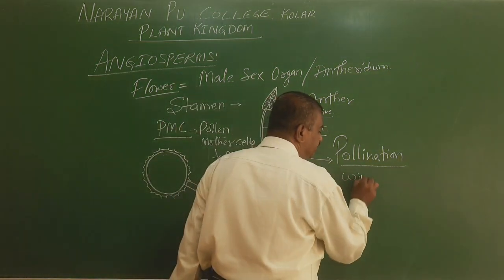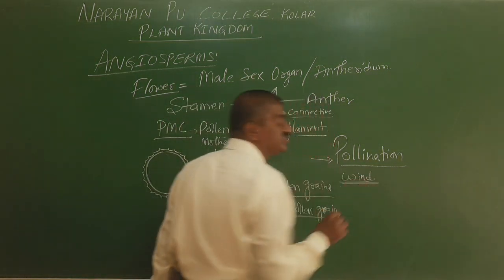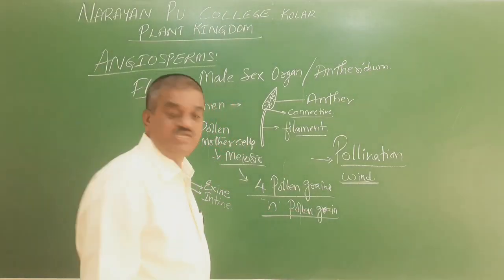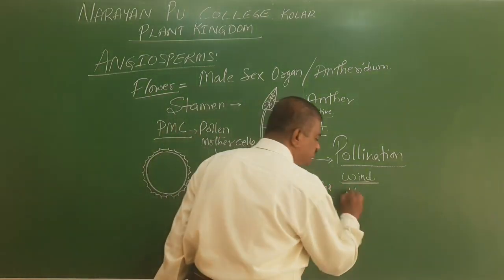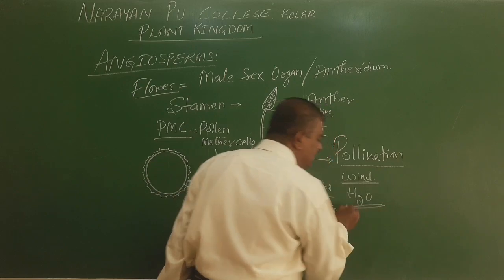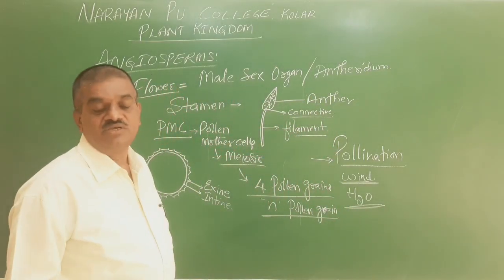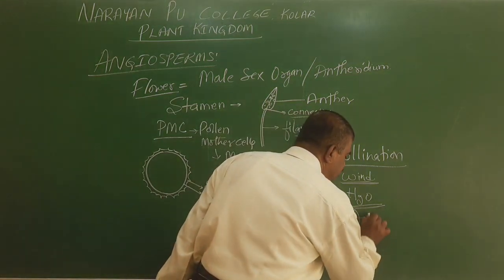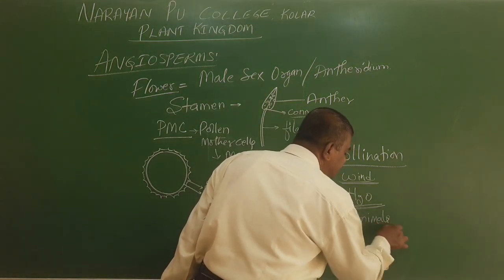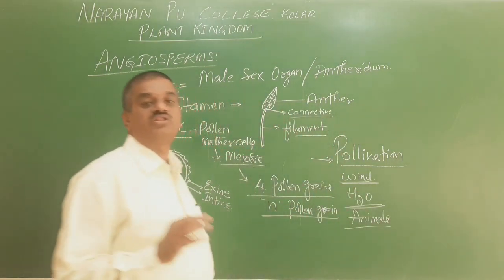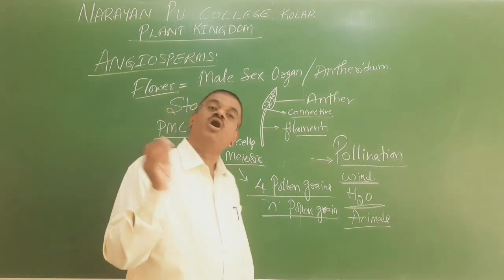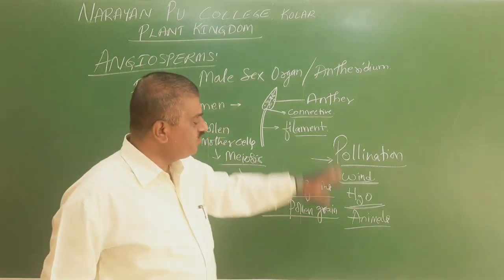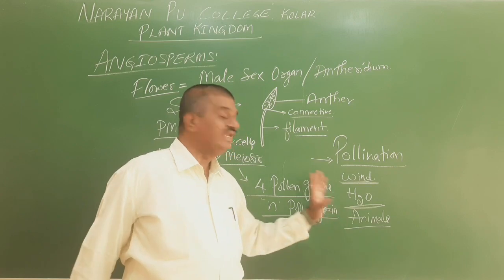The pollination that takes place by wind is called anemophily. Pollination by water is called hydrophily. Pollination by animals is called zoophily. In this, again, there are different types: entomophily, ornithophily, like this, there are different types. We are going to see this in detail.